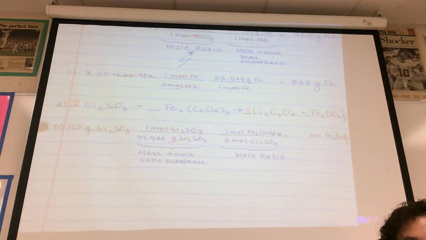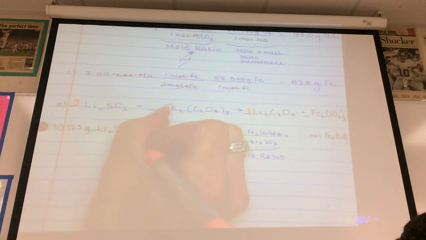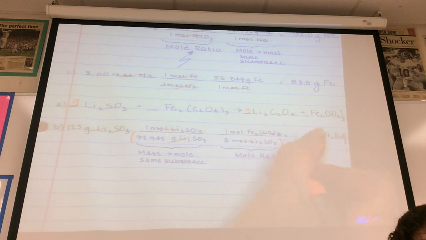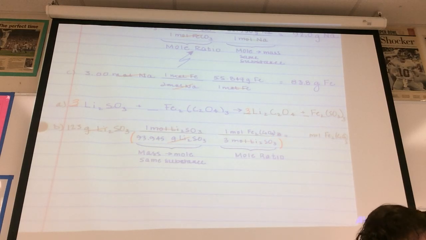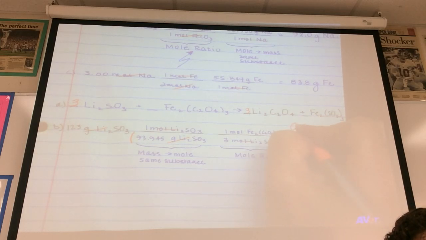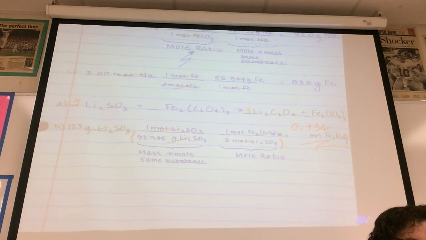If you have more than 1 quantity in the denominator, bracket them off so that you don't make a calculation error. In the calculator, 123 divided by open parenthesis 93.945 times 3, close parenthesis, equals, and you have 0.436 moles of iron 3 oxalate.